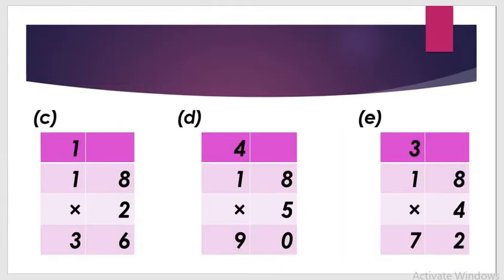Question number C. What is question number C? Now check it.